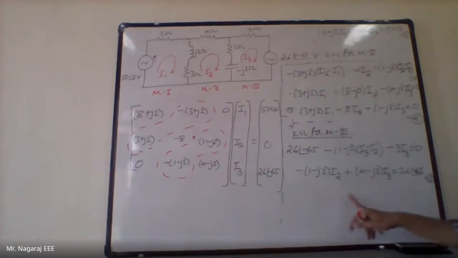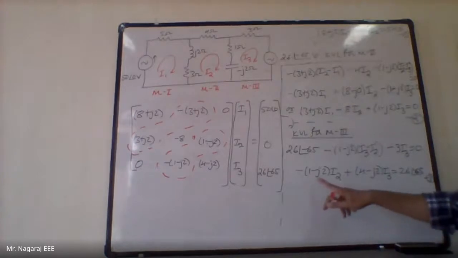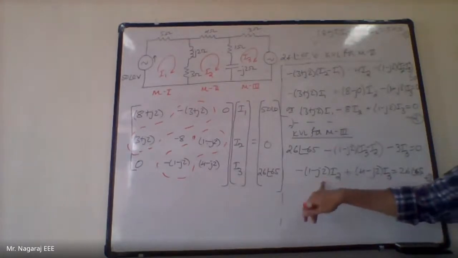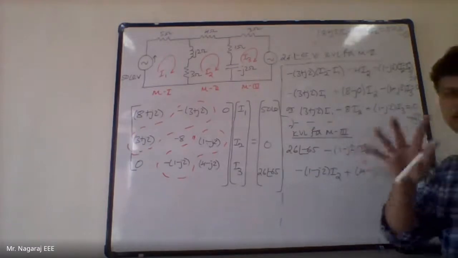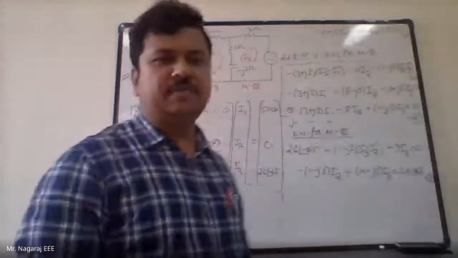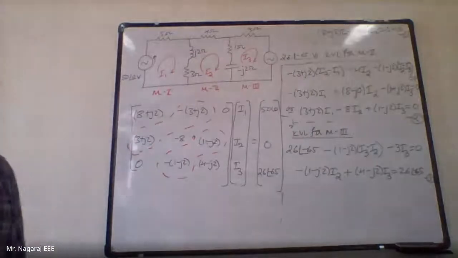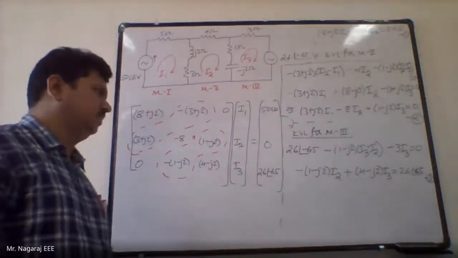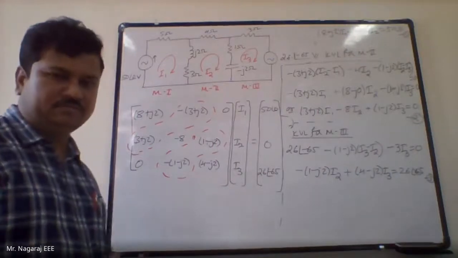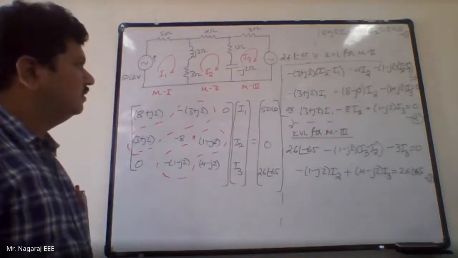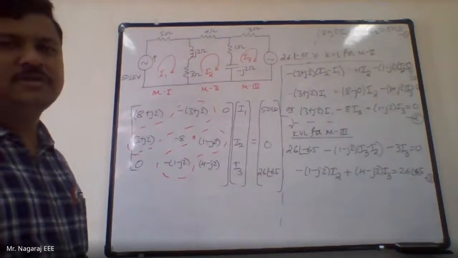Observe the second equation and third equation. The second term of the third equation and the third term of the second equation should be the same but with opposite sign. Then your equations are correct. So if you follow this, it will be useful in reducing the mistakes.